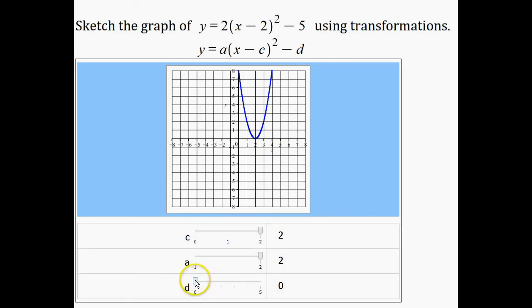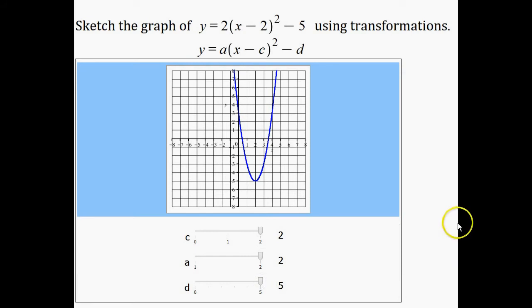And then lastly, when we shift d from 0 to 5, that's going to move each point on that graph down 5 units. And there's the final product. Again, we could say that the domain is all real numbers. The range for this graph is going to be from -5 to infinity. All numbers greater than or equal to -5.